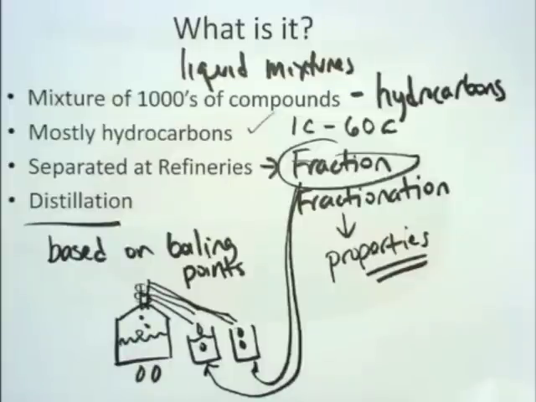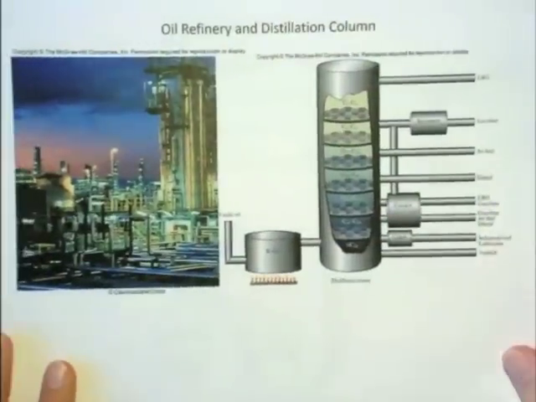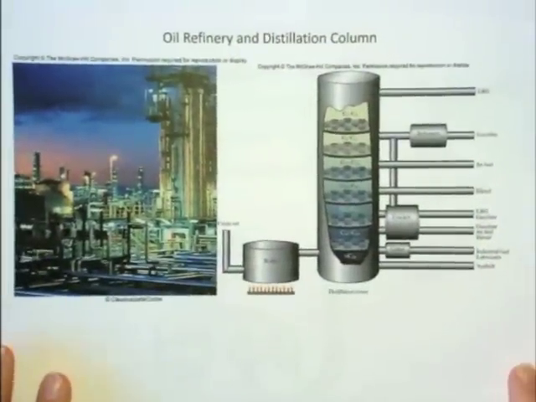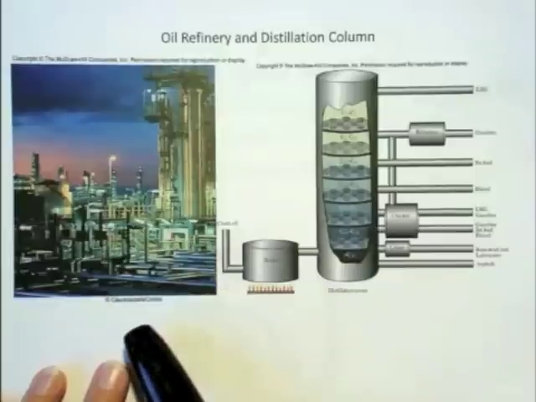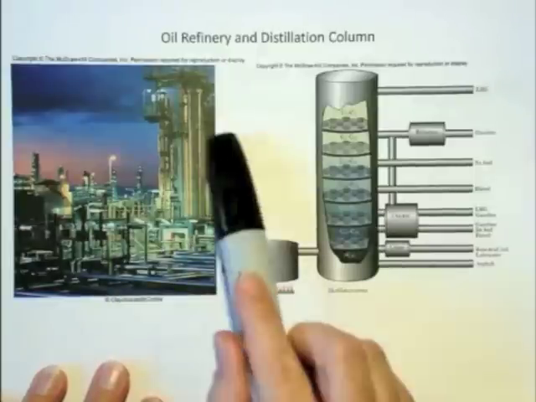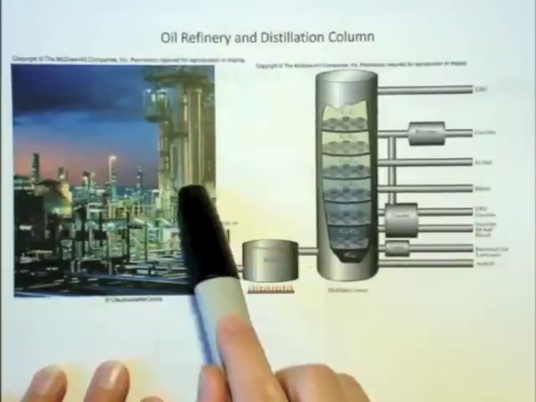In order for the liquid to be useful, because there's different uses for different sizes of the hydrocarbons. So you guys, those of you who live near the coast, have probably seen an oil refinery before. This is an oil refinery, and this column right here is the distillation tower or distillation column.